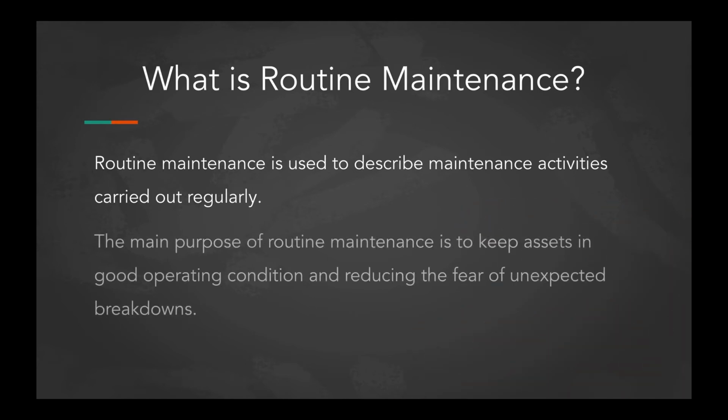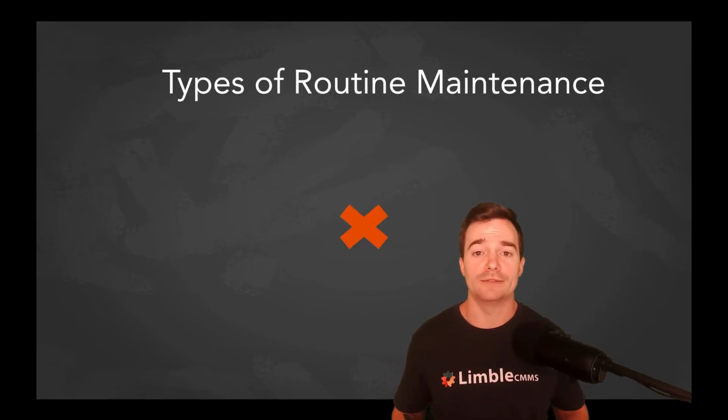So the main purpose of routine maintenance is to keep assets in good operating condition and reduce the fear of unexpected breakdowns. And addressing potential issues before they cause a disruption has many benefits that directly affect an organization's bottom line. So what are the different types of routine maintenance?